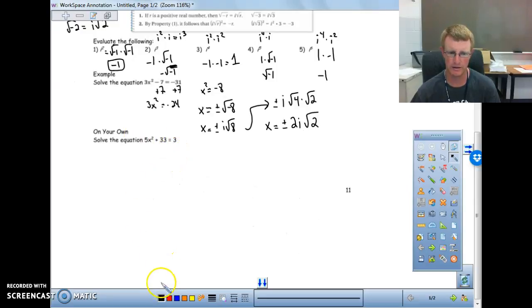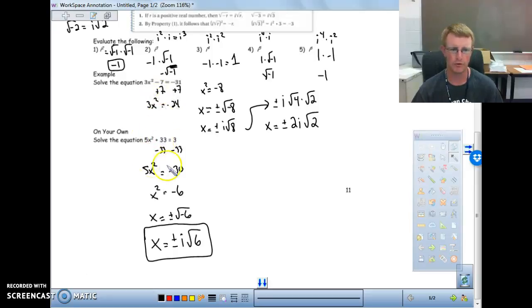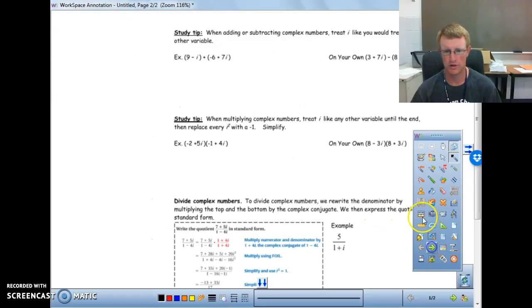Put your answer in, and we'll see how close you get. So hopefully, solving this equation, you got down to x squared equals negative 6, which ends up being x equals plus or minus i times the square root of 6. Okay, moving on.